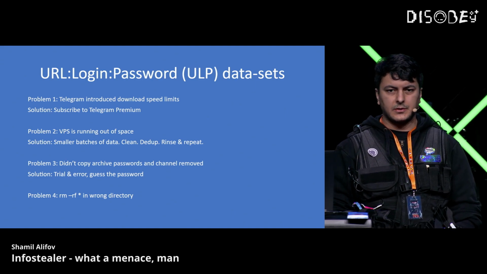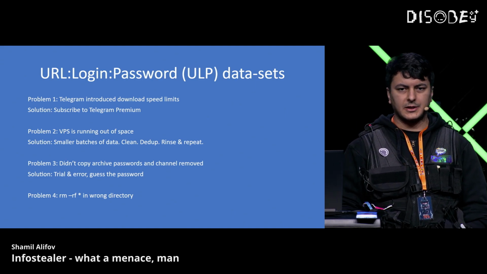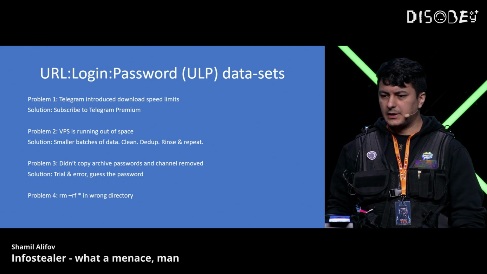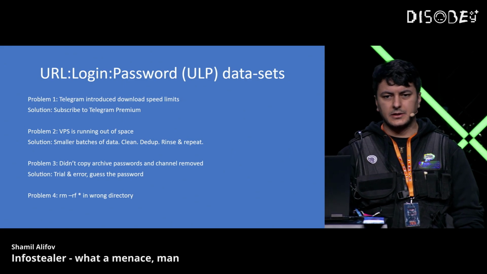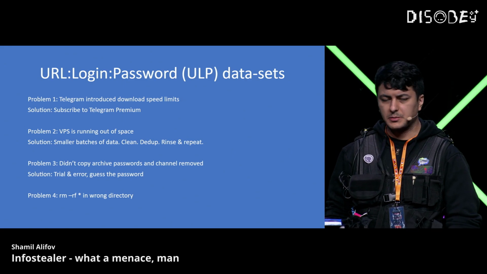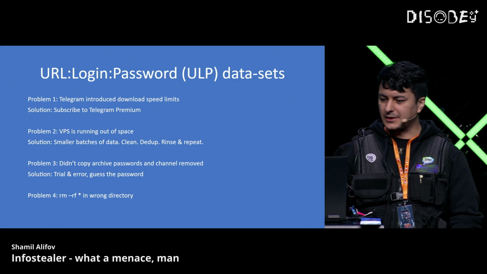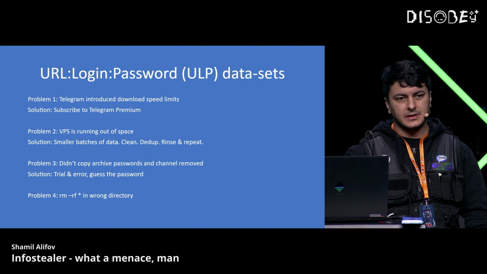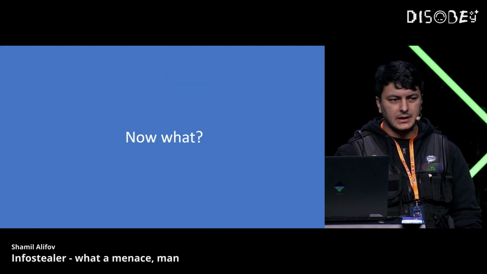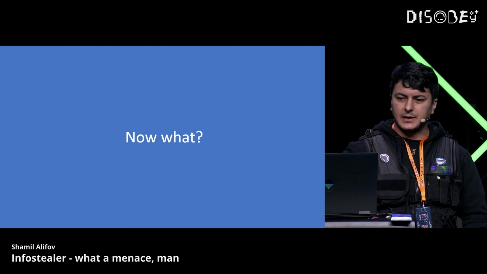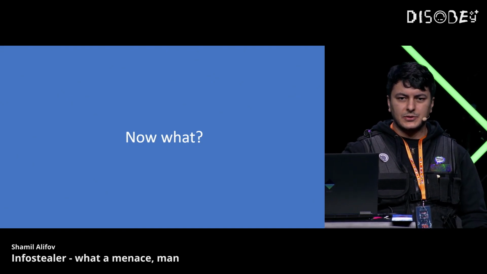Well, sometimes you just forget to copy the archive passwords and the Telegram channels are gone. I was lucky enough to find the passwords with trial and error, but for some problems, there's no solution. Sometimes you just delete the wrong directory, cry, and start over. Okay, let's say I have this kind of data. What can I do, given I have not enough time, and this talk was a bit of a surprise to me? As you might know, a different person was supposed to give it, but here we are.